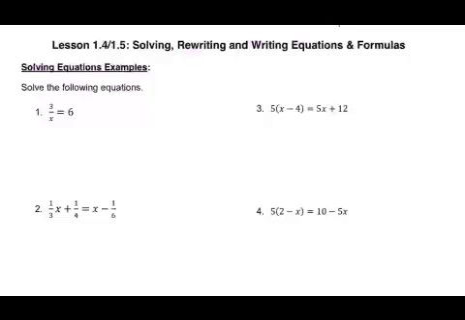These are the notes for lesson 1.4 and 1.5, solving, rewriting, and writing equations and formulas. So the first part of this lesson is solving equations. There are a lot of different types of equations and a lot of different ways to solve.